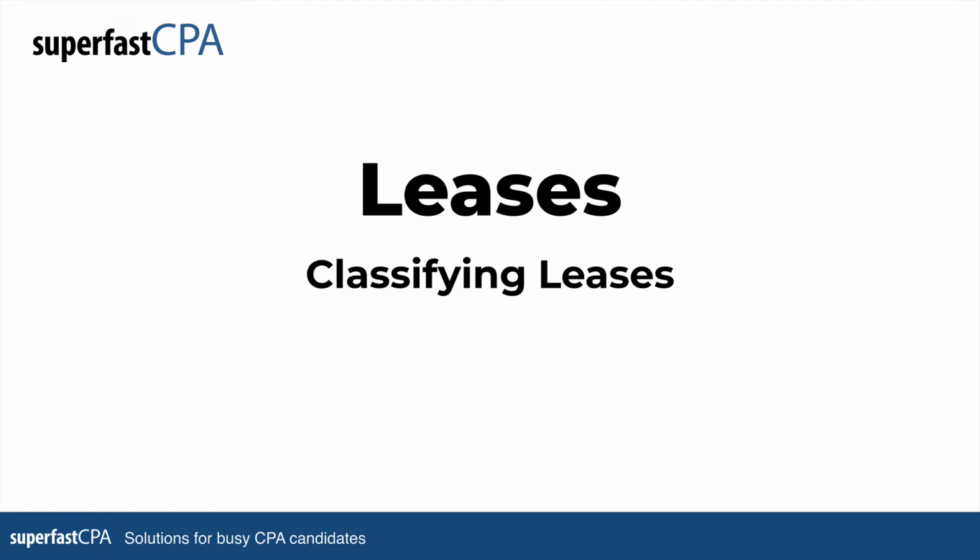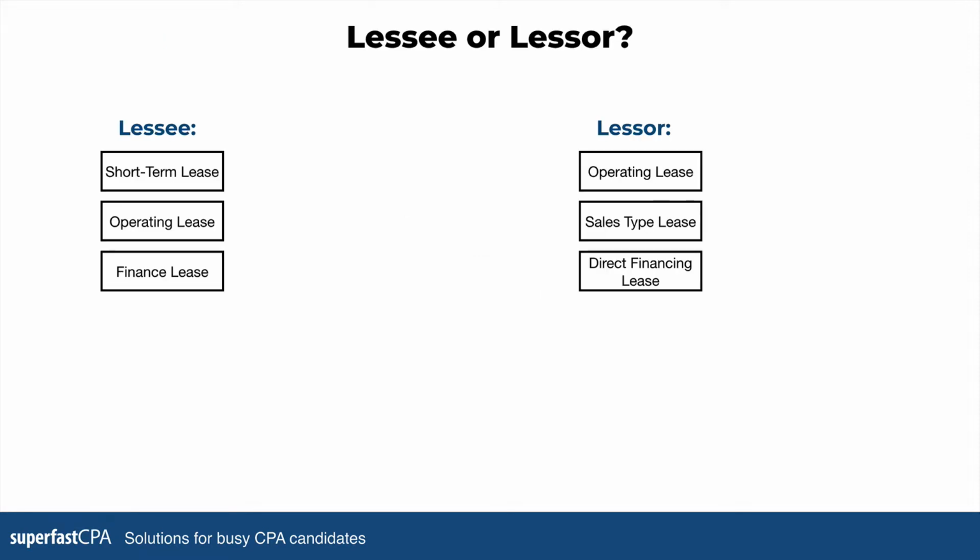In this video from SuperfastCPA, we're going to cover leases, how to classify leases. So first, when you're looking at a problem, you want to know if you are dealing with the accounting side for the lessee or the lessor. So the lessee, of course, is the party using the equipment and making payments to basically rent the equipment.